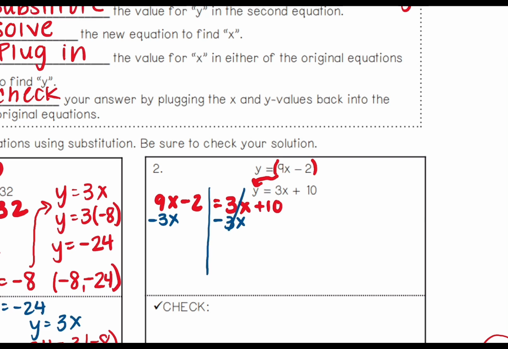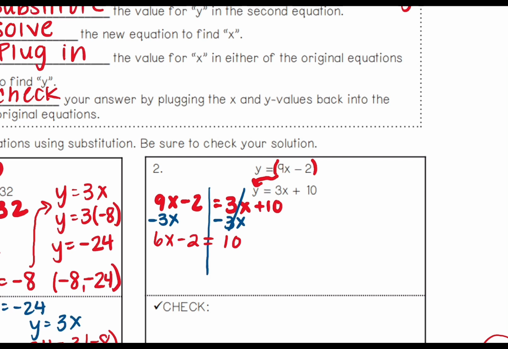So I can only add and subtract variables with variables and constants with constants. So when I go to subtract the 3x from the left side, I'm taking it away from the 9x because those are both variables. I can't take away 3x from 2 because I don't know how much x is, but I can combine the 9x and the 3x. They're like terms. So 9x minus 3x is 6x, and now I have minus 2 equals 0 plus 10, which is 10. And so now I can work on isolating my x.